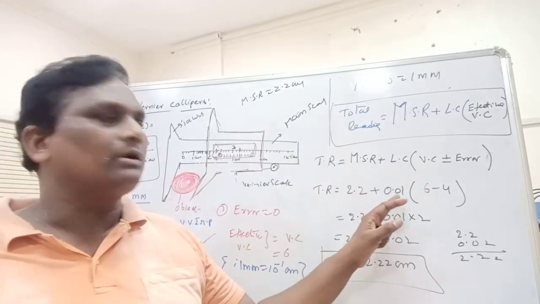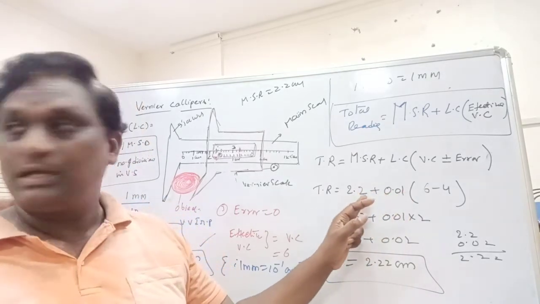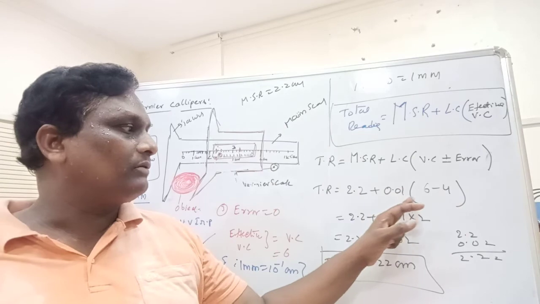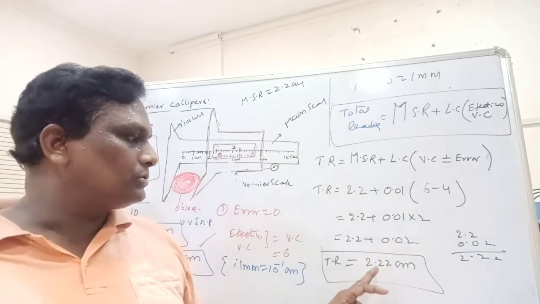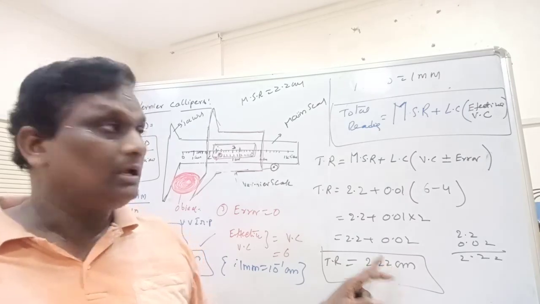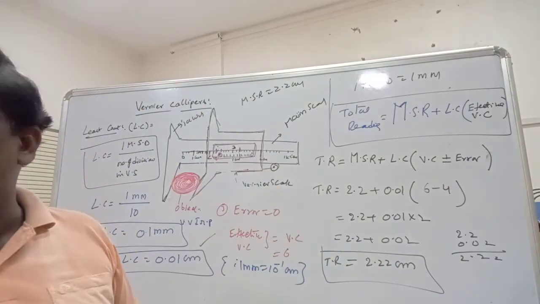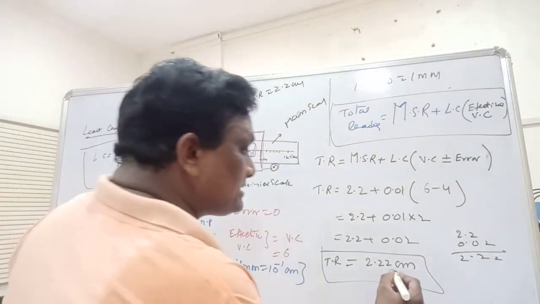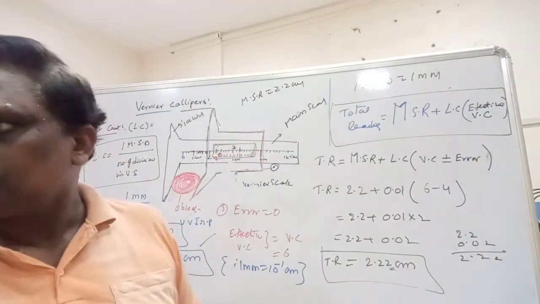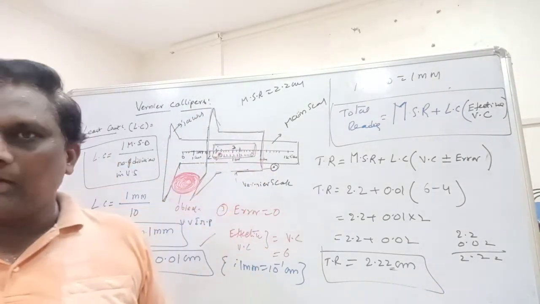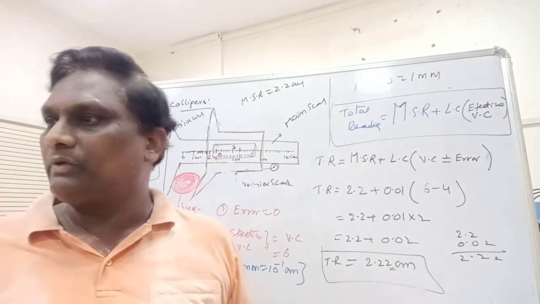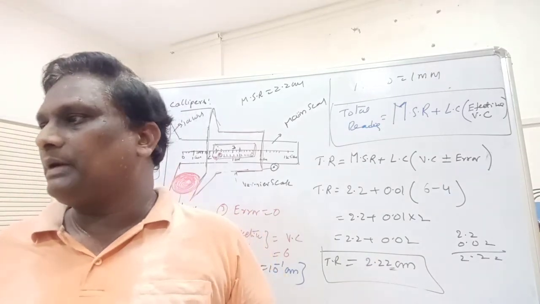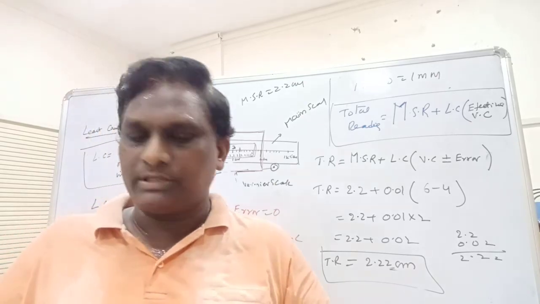So the least count is 0.01, in terms of centimeters, which you have taken. So 0.01 into 2, that is 0.02. Any doubt? Right. Now we add this to 2.2, giving 2.22. Means by using Vernier calipers, we are able to calculate until the second decimal also. Not only 2.2, but 2.22 centimeters. Until the second decimal value also, we can calculate by using Vernier calipers. Any doubts?